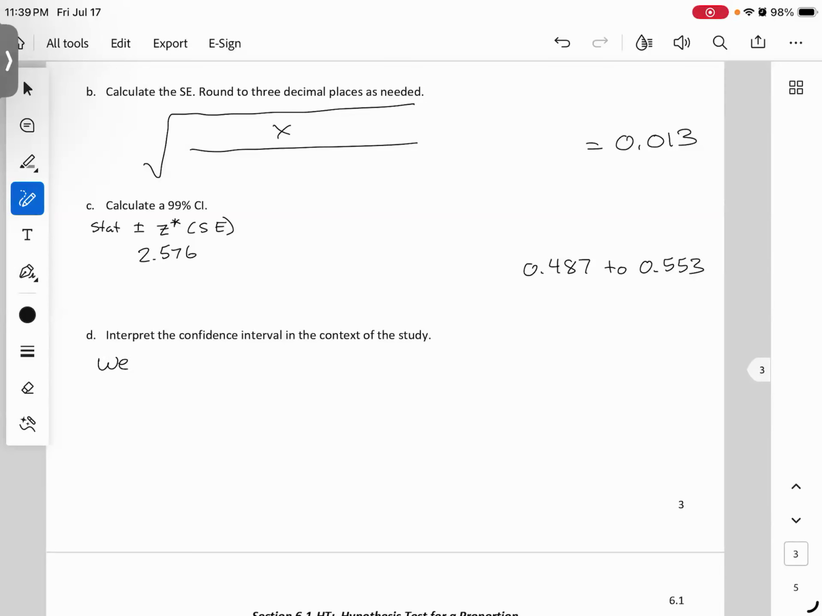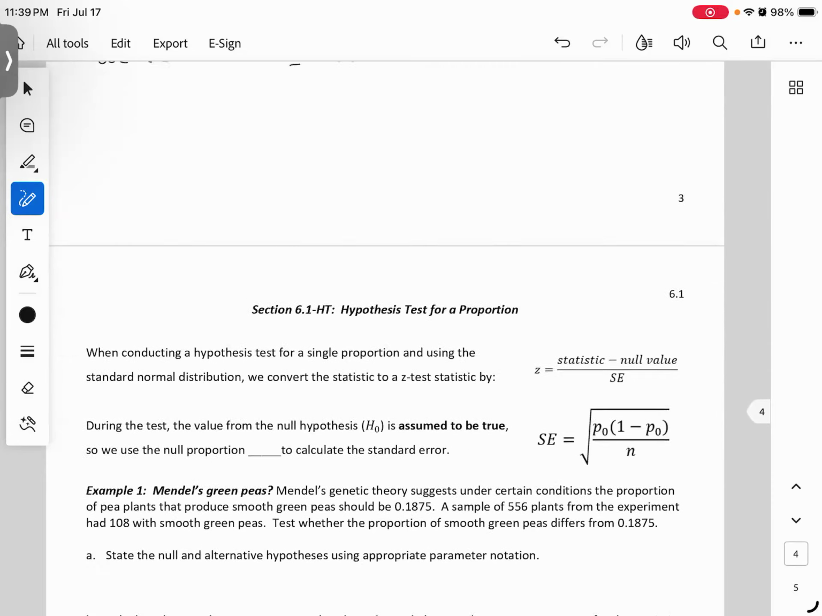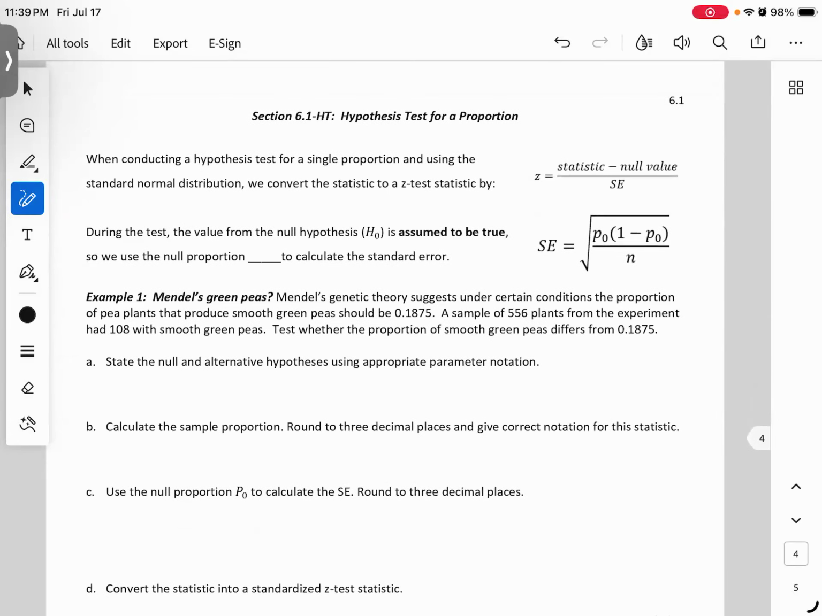We are 99% confident that the proportion of all US adults who are thriving is between 0.487 and 0.553. Yeah, so that one's really super similar to the last one we did, so I'll leave that for you as an exercise.